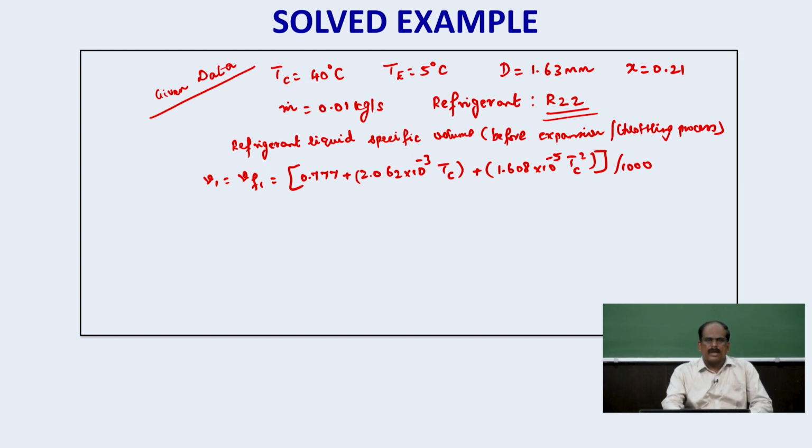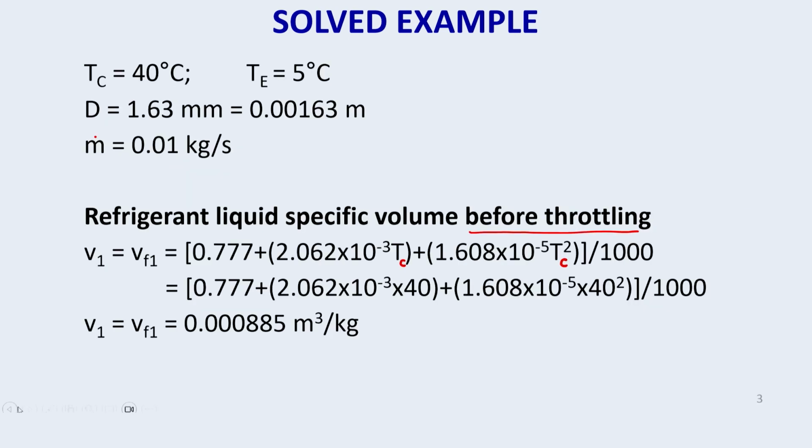In case the values are available in the tables, we can take them directly. In some tables, we will have only the VG value. Sometimes the VF value may not be there, so it has to be evaluated based on the empirical relations found in the literature. Here TC is given as 40. We can substitute the temperature in degrees centigrade itself. So when we substitute, we get V1 equal to VF1 equal to 0.000885 meter cube per kg.